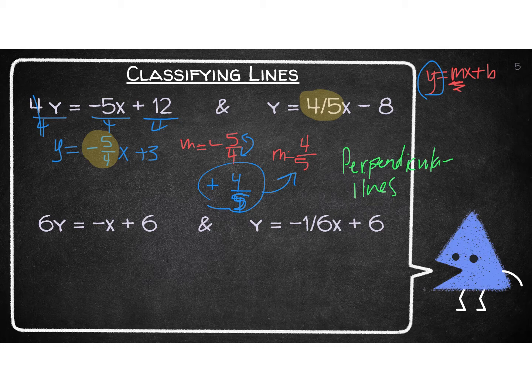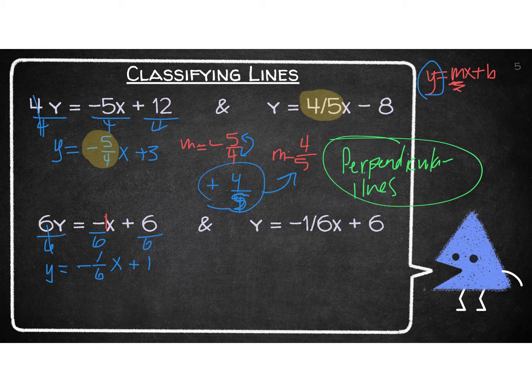Okay, and the next example here, 6y minus x equals negative x plus 6. All right, so if I'm solving the first one for y, I'm going to divide by 6, divide by 6, divide by 6, and y equals negative 1/6 x plus 1. If I don't have a number before a variable, I imply that it's a 1 like that.